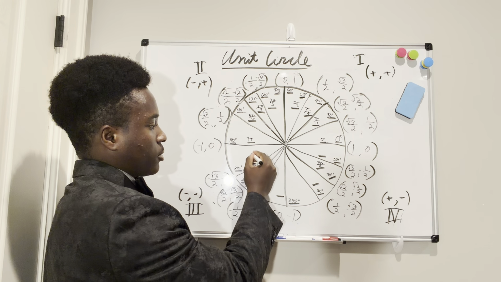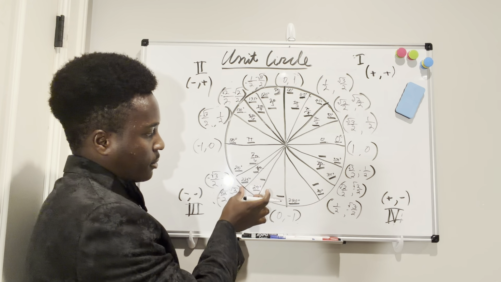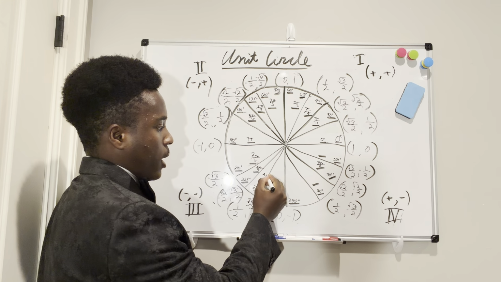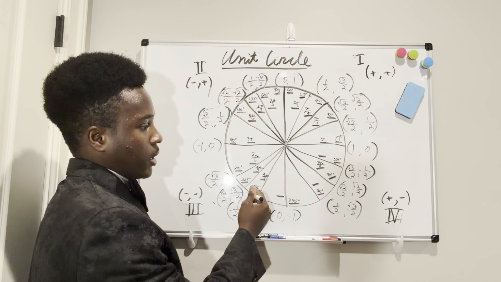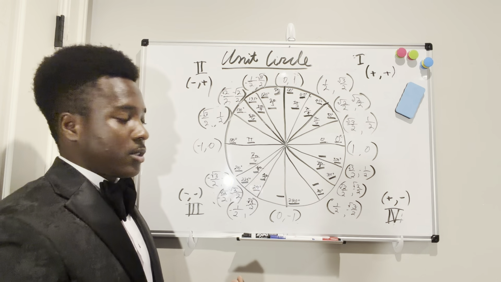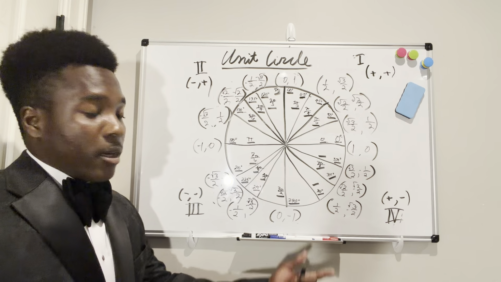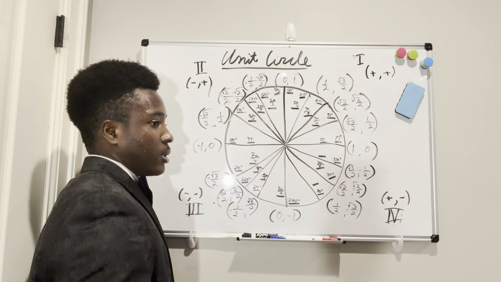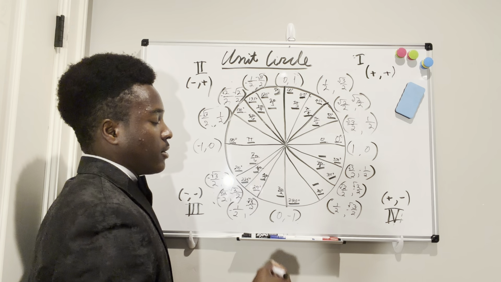Add another pi over 6, which would be 7 pi over 6. Then another 30 degree jump, add another pi over 6: 8 pi over 6 simplifies to 4 pi over 3. Another 30 degree jump would be 9 pi over 6, which simplifies to 3 pi over 2. For our next 30 degree jump, we add another pi over 6, which would be 10 pi over 6, which simplifies to 5 pi over 3.